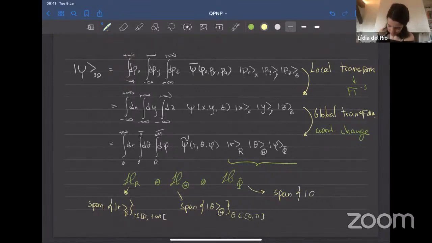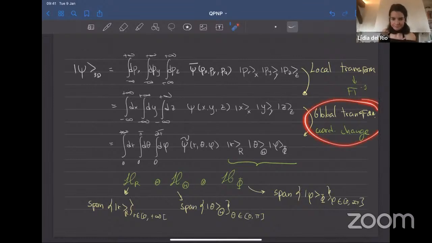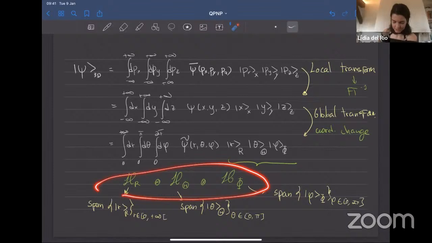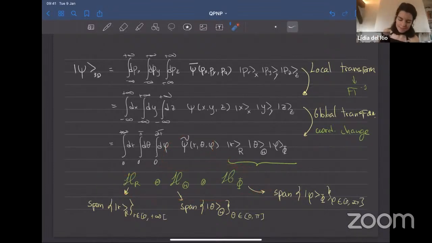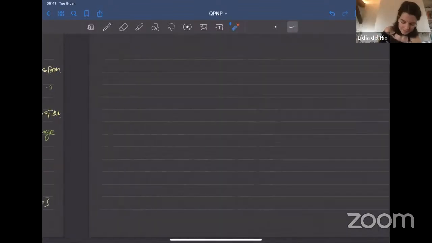So small phi, draw it like this, which lives in big phi space, 0 to 2 pi. So now what we need to do is just find what this global transformation is, right? And this is kind of our end goal, to find a wave function that lives in here. And I'll just tell you what the key idea is.